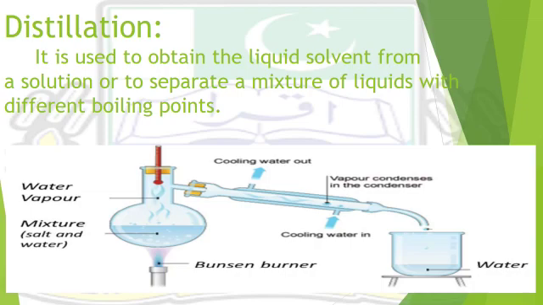After that, the steam goes into the condenser. The condenser cools the steam and condenses it back into liquid water. This condensed water is collected in the beaker and is now known as distillate. In this case, the distillate is pure water and the salt is left behind in the distillation flask as residue.